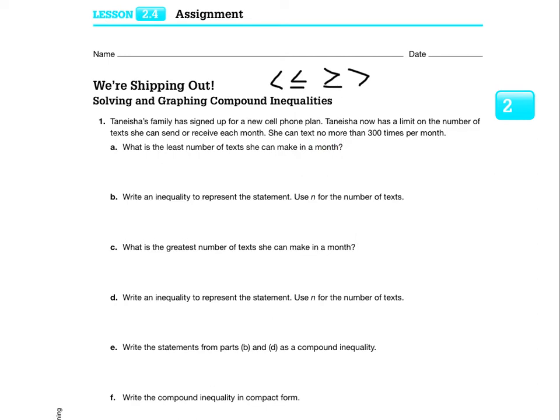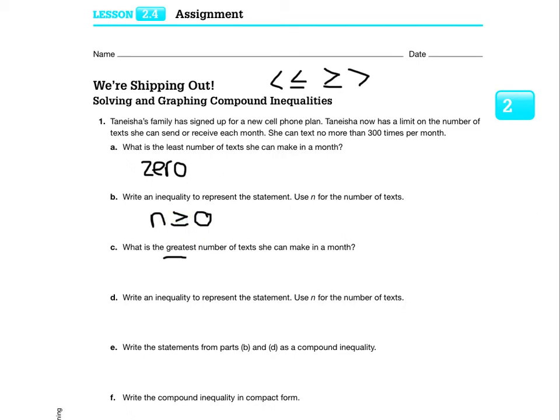So let's go ahead and answer the first question. What is the least number of texts she can make in a month? So what is the smallest amount she can make in a month? Well, that's easy. That's 0. She can actually send no texts whatsoever. Write an inequality to represent that statement. Use n for the number of texts. So her inequality would be, if that's the least amount she can actually text, n is greater than or equal to 0. Because this is the least amount, which is why it's the or equal to, and she can obviously text more than 0 times a month, which is why we're doing the greater than sign.